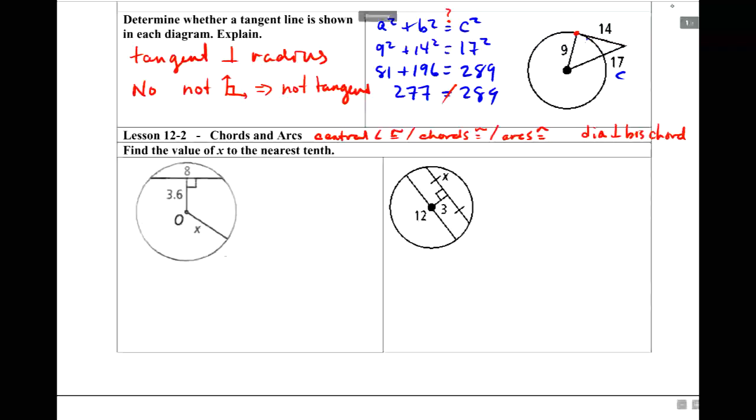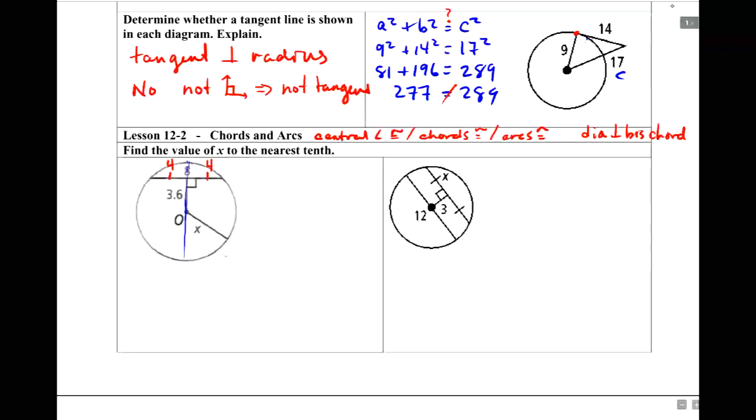So I'm going to look at my first problem here. And the first thing that I see is this diameter right there. Now we're only looking at part of it, but we know that the whole thing is there. It's a line. We're just looking at this segment. And so I can say that this is bisected because this diameter is perpendicular to the chord. So this piece is 4, this piece is 4.